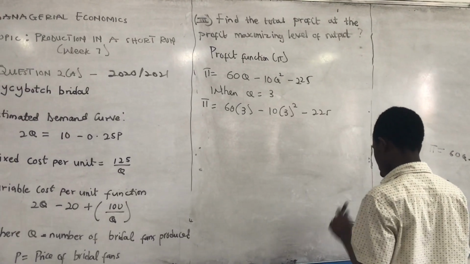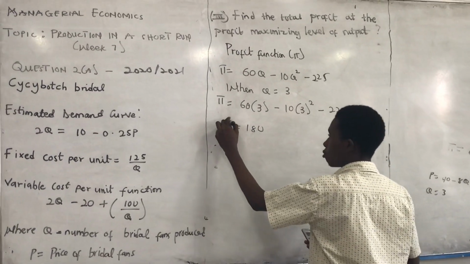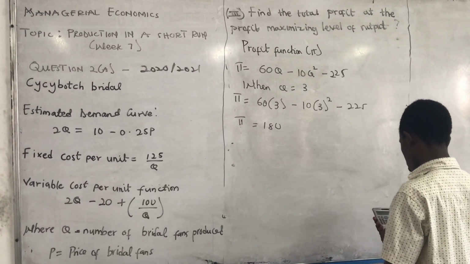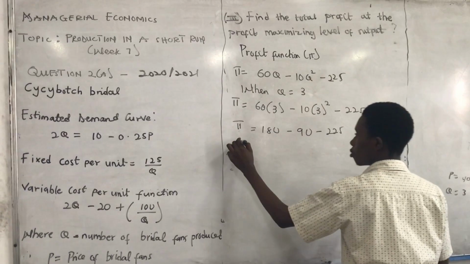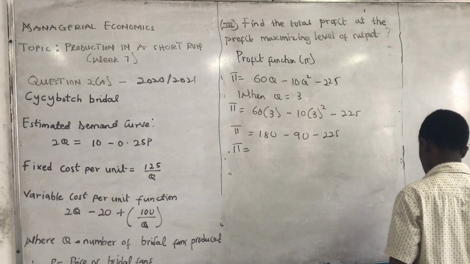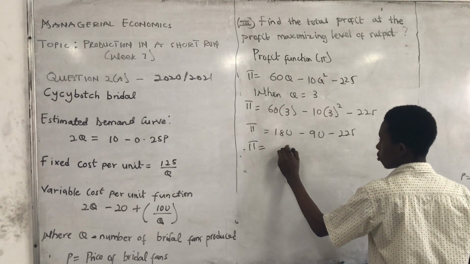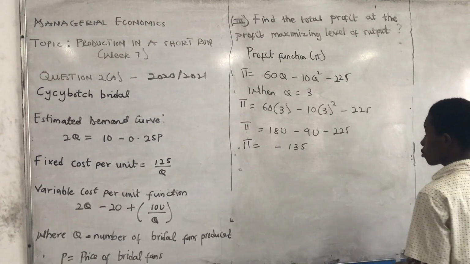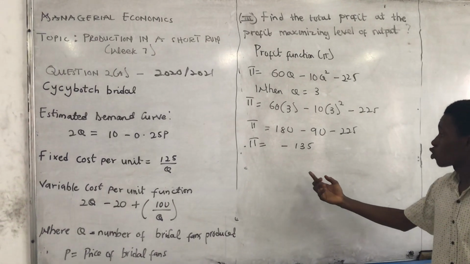So 60 times 3, you get 180, minus 10 into brackets 3 squared, you get minus 90, minus 225. You get profit to be 180 minus 90 minus 225. You get minus 135. So to find the total profit at the profit maximizing level of output, we had our profit to be negative 135.